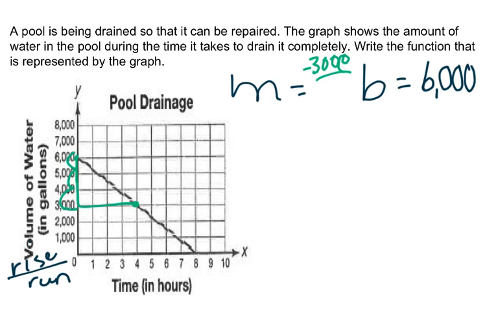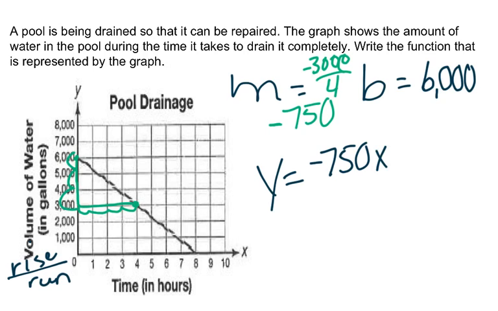And then I count over to the right. That's positive. 1, 2, 3, 4. Positive 4. I'm not going to leave it like this. I'm going to divide by 4 because it's not in simplest form. Negative 3,000 divided by 4 is negative 750. So my equation looks like this. y equals negative 750x plus 6,000. Write down any questions you might have, and we can talk about it tomorrow while you are working on your problems.